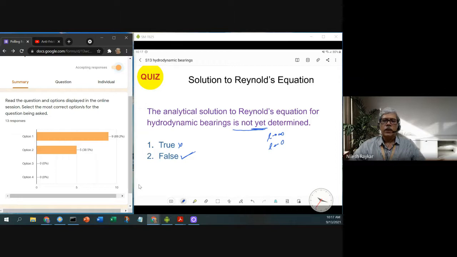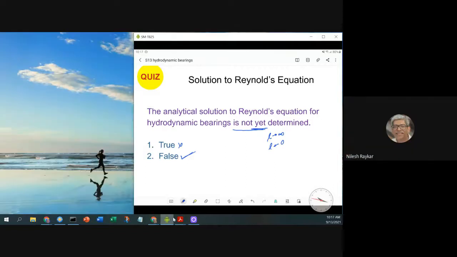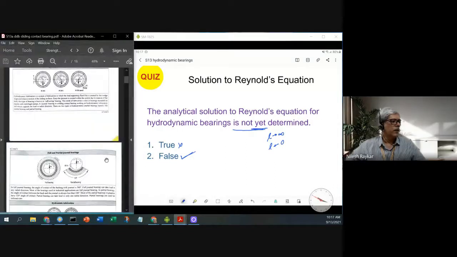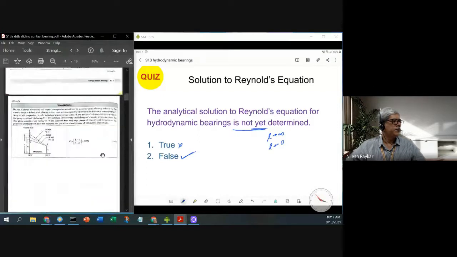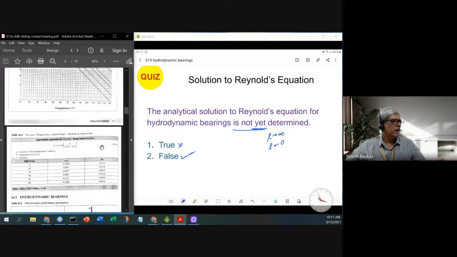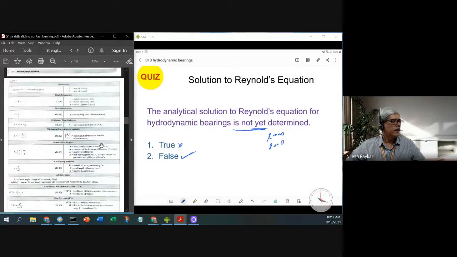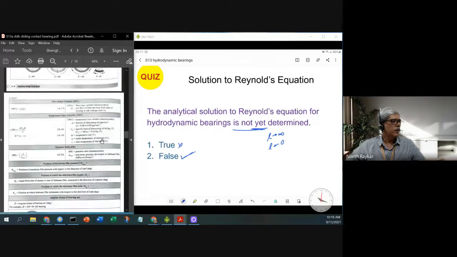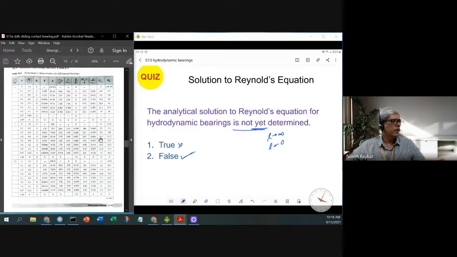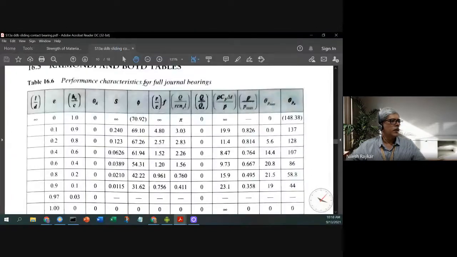Now let's look at the Raimondi and Boyd solution to the Reynolds equation and understand what the different non-dimensional parameters are which are given there. So for that I will open the design data book. Okay, so let me open up the Raimondi and Boyd table. In the design data book, the table would look something like this. So these are the parameters which we are trying to understand.